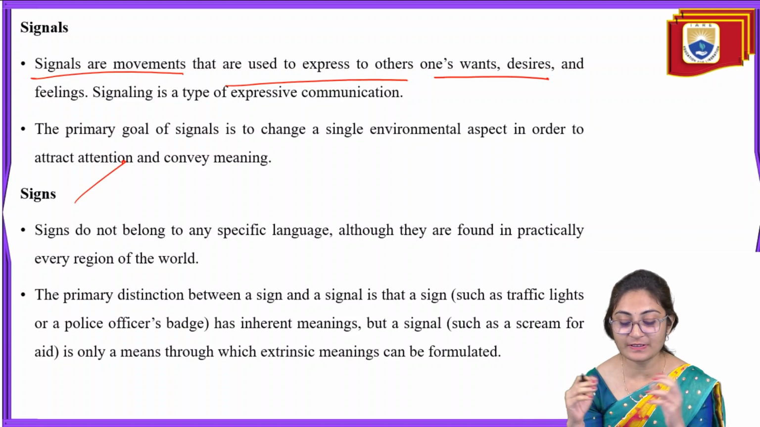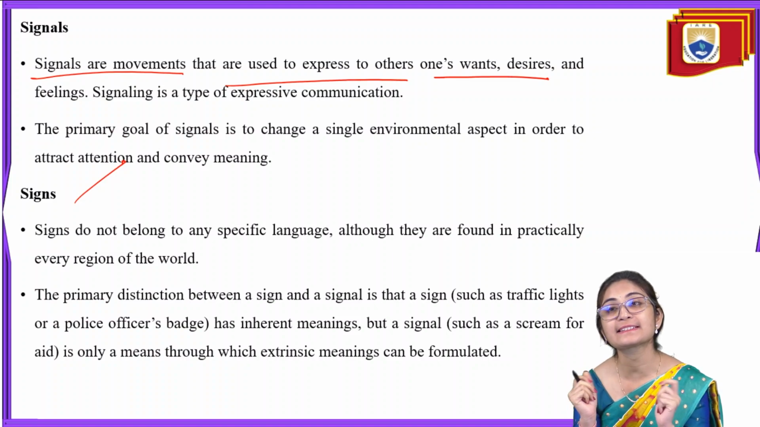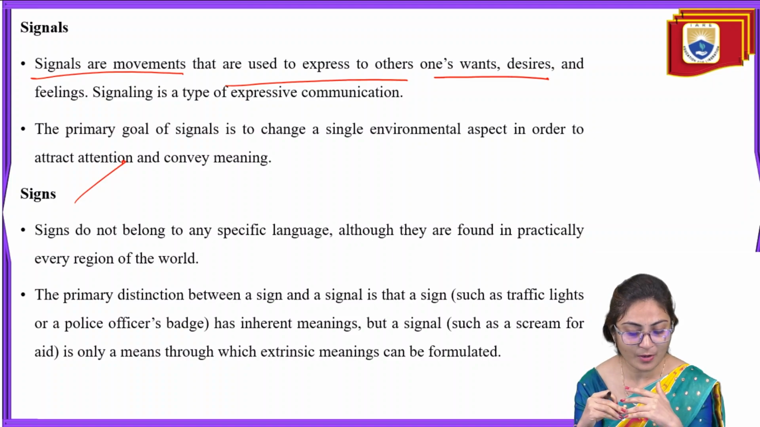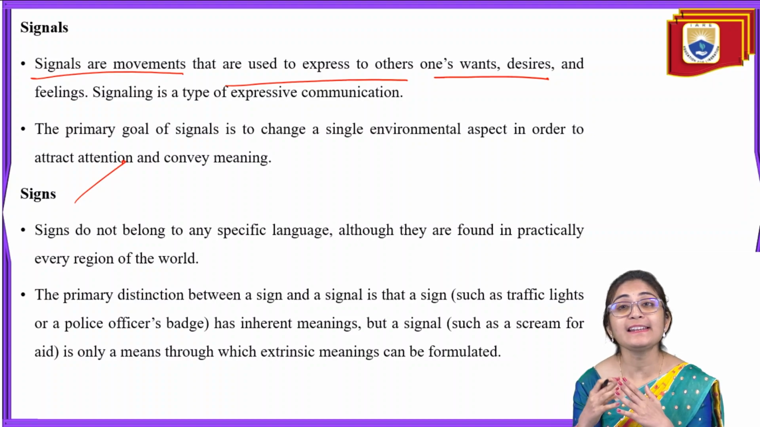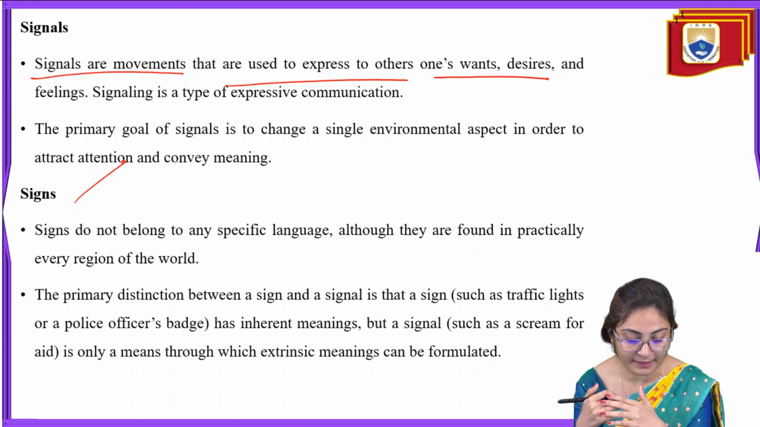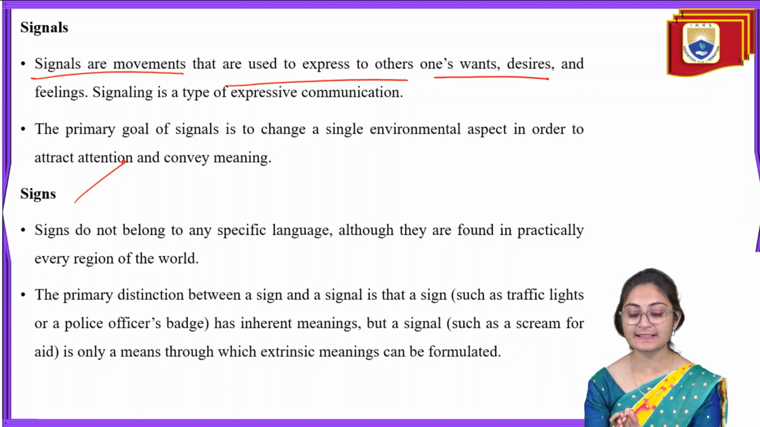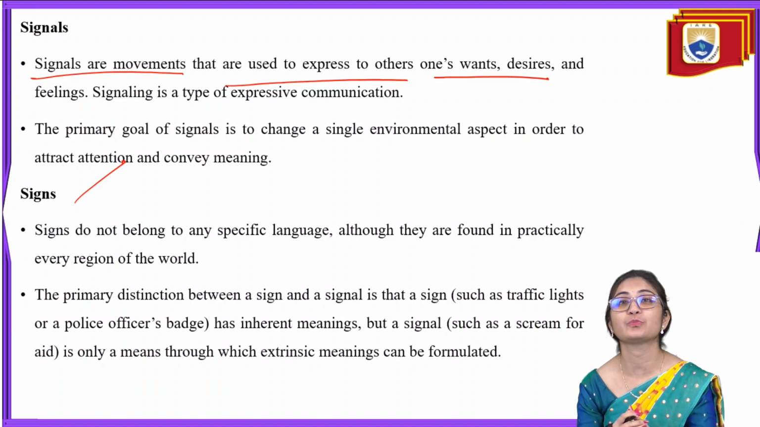The primary distinction between a sign and a signal is that signs, such as traffic lights or a police officer's badge, have inherent meanings, but a signal, such as a scream for air, has only extrinsic meanings that can be formulated.